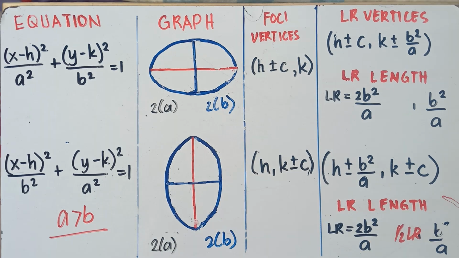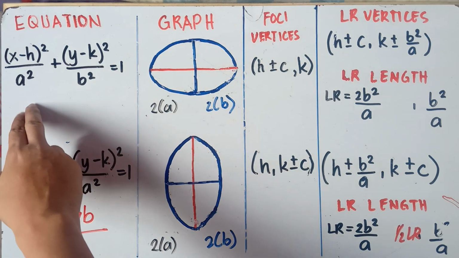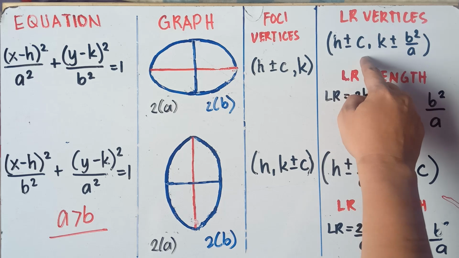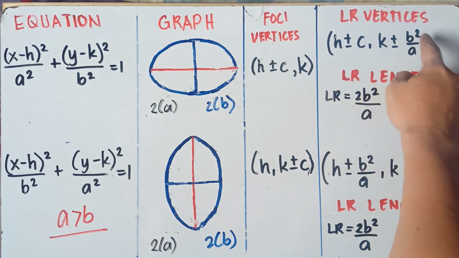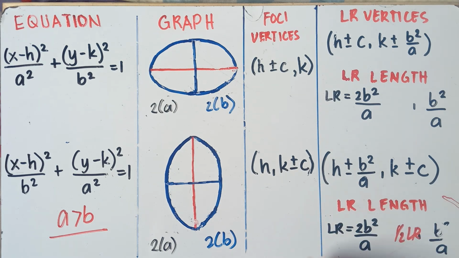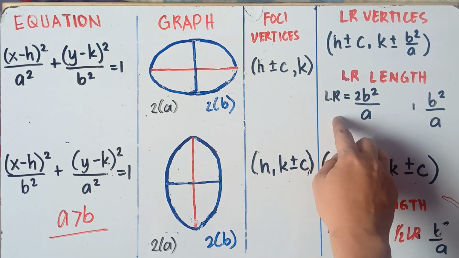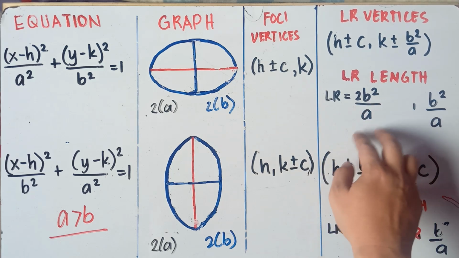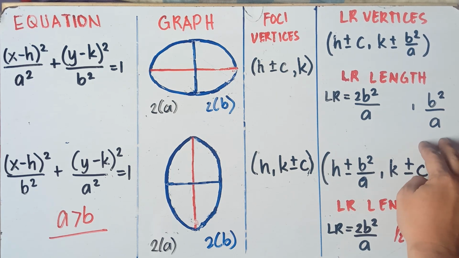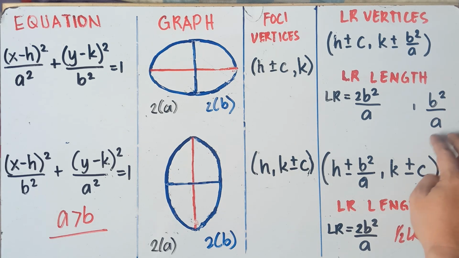Now, for the latus rectum vertices, class, if your A is aligned on x squared, this will be your equation: h positive negative c comma k positive negative b squared over A. Now, to find the length of the latus rectum, this will be your equation: latus rectum length, 2b squared over a. Do not be confused with this one, class. B squared over a means half the length of the latus rectum.